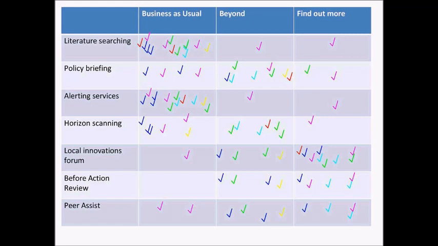So unsurprisingly, for literature searching, most people felt this was a business as usual activity. That was the same pretty much for policy briefing, though a few more people felt it was a beyond activity. Alerting services, people feel that's within their comfort zone of what they deliver already. And a bit of a mixed bag for horizon scanning. Whereas for local innovations forum, before action reviews and peer assists, we've got more of a spread with more people needing to find out more.